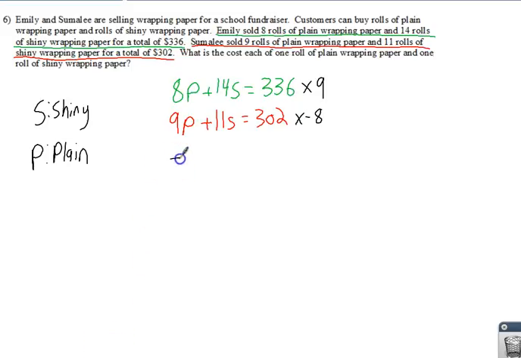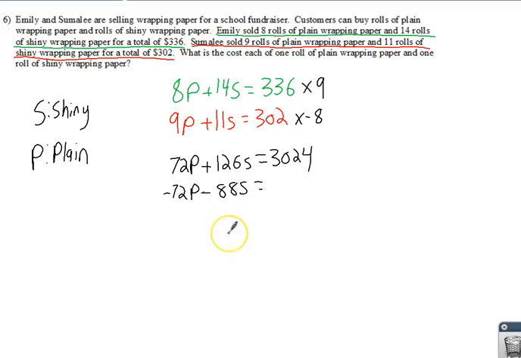So I get 72p multiplied on the top one by 9 plus 126s, and then do 336 times 9. You're left with equaling 3024. Multiply the bottom equation by negative 8. You get negative 72p minus 88s equals, and then you do 302 times the negative 8. Negative 2,416. Alright, let's do our addition work here.